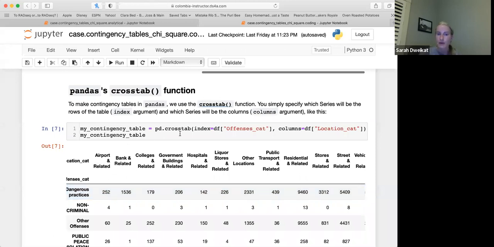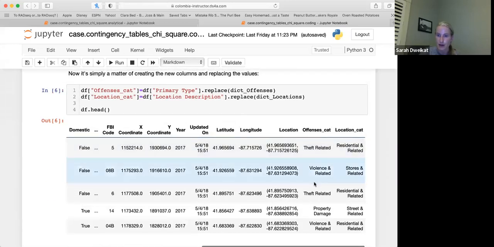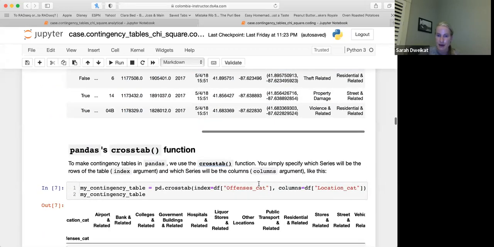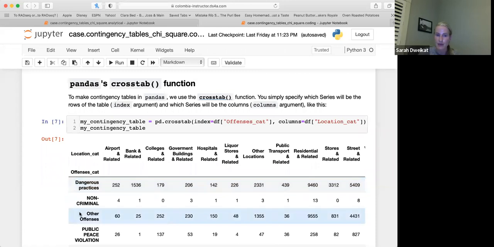So the way we do this is we name it my contingency table. You need to name your variable. We use pandas pd.crosstab, and then the index or the rows, we need to tell it what column we want the rows to be. And we want it to come from the offenses category column. So remember, we're pulling it from up here. That's right here. That's going to be our rows. And you can see in the output that became our rows.